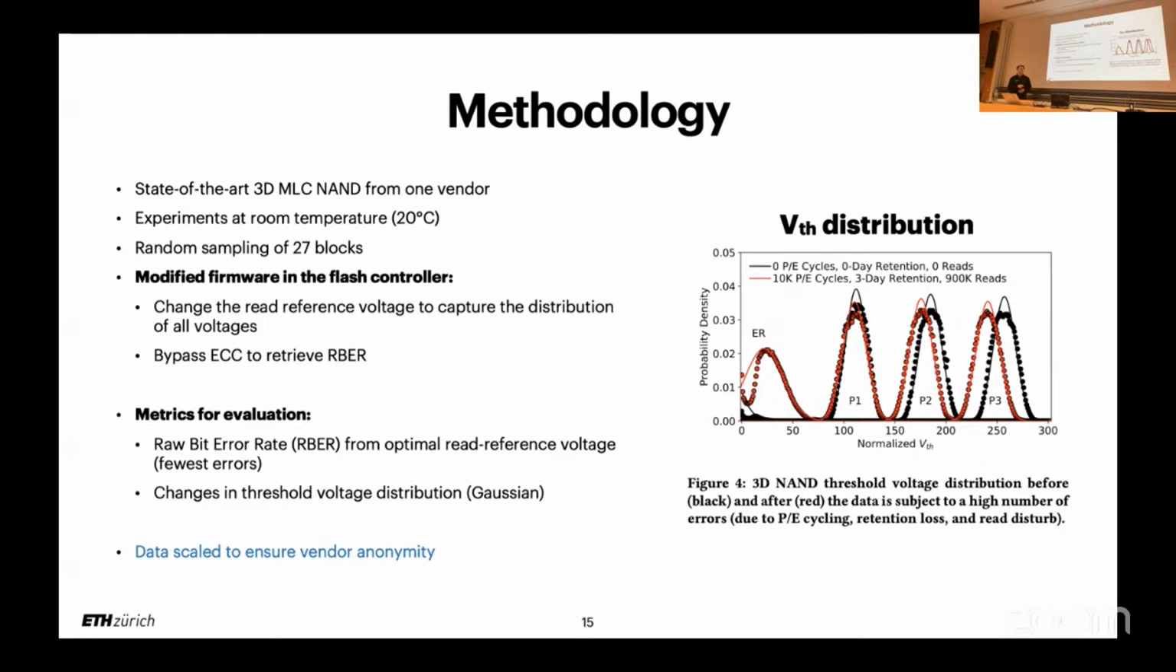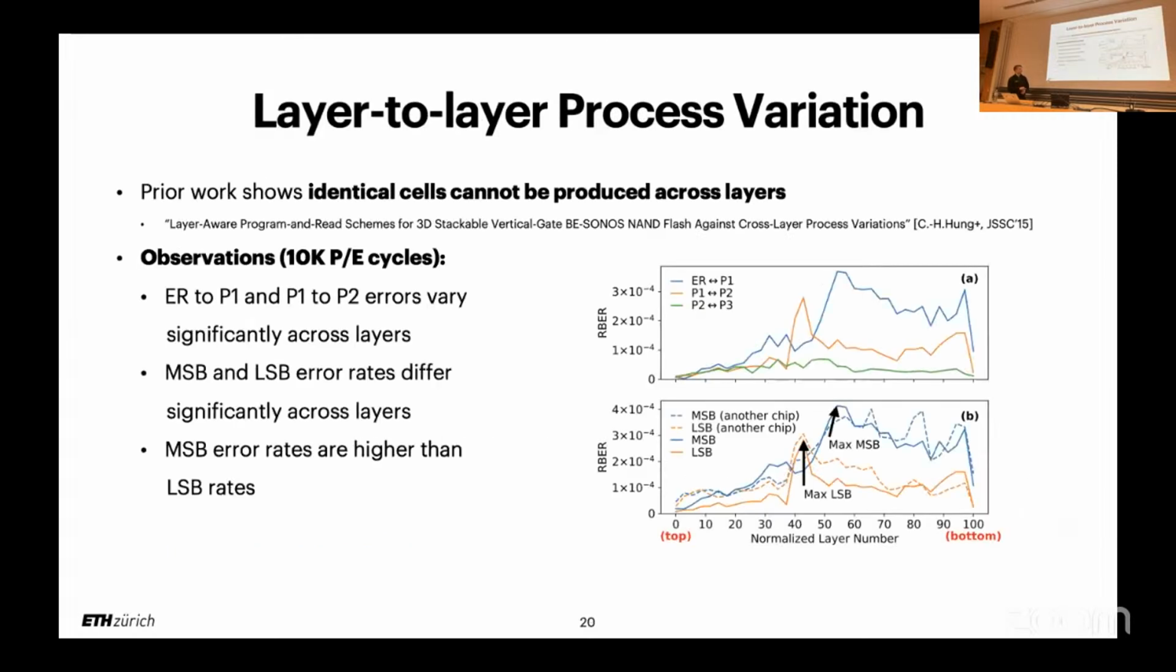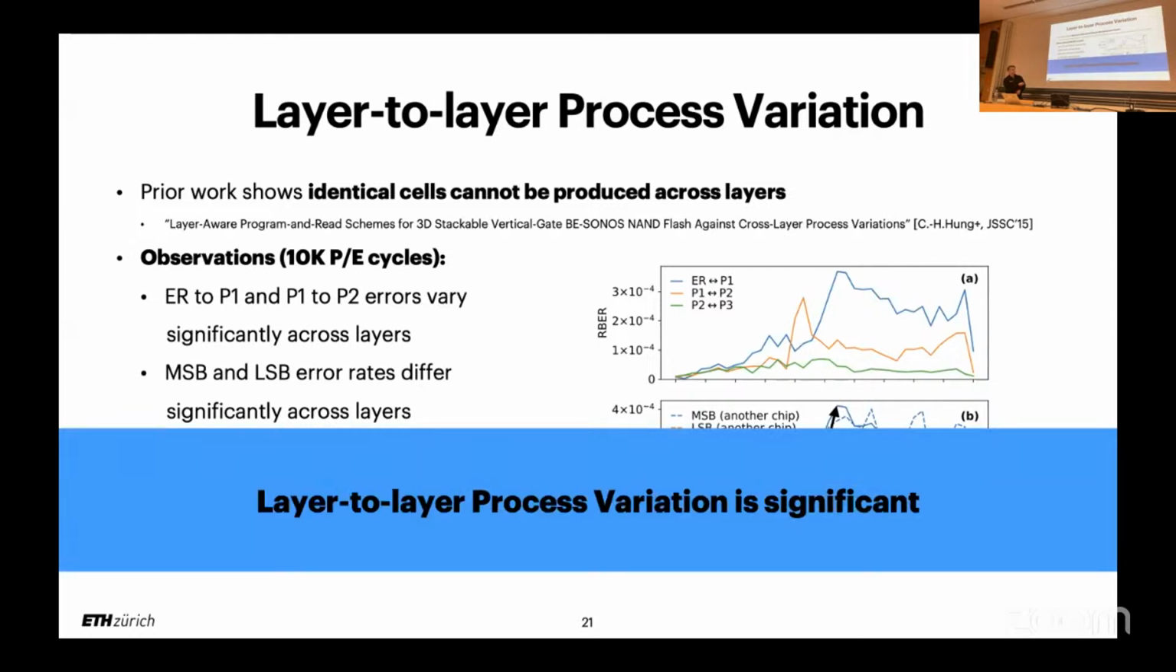And if it doesn't activate, then we know it's in one of these, and then we also know the least significant bit. But the most significant bit is mapped differently. So we actually need two different read reference voltages. But if there's a lot of shift in these distributions, then this would, as we can see, lead to more errors. We also note that there are more errors in the middle layers. So from this slide, you can basically take away that layer-to-layer process variation is quite significant.